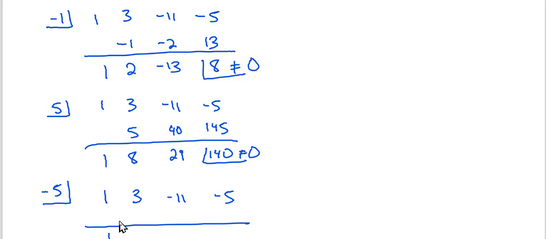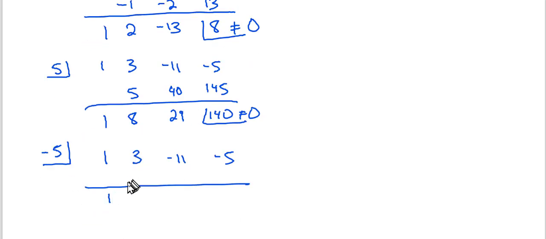Bring the 1 down, multiply, we get negative 5. Add those, we get negative 2. Now we multiply negative 5 times negative 2 to get 10. We add, that's negative 1. Negative 5 times negative 1 is 5. Add there, we get 0. Yay! That's what we're looking for, a remainder of 0.